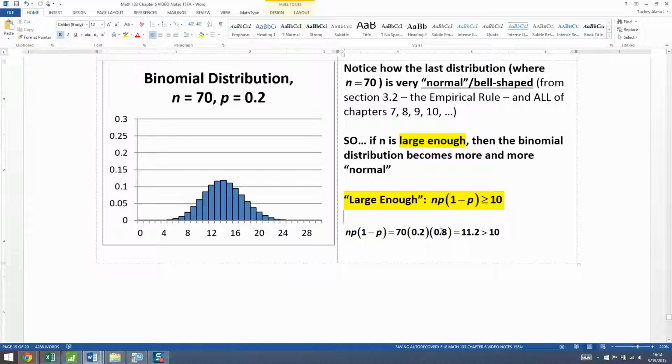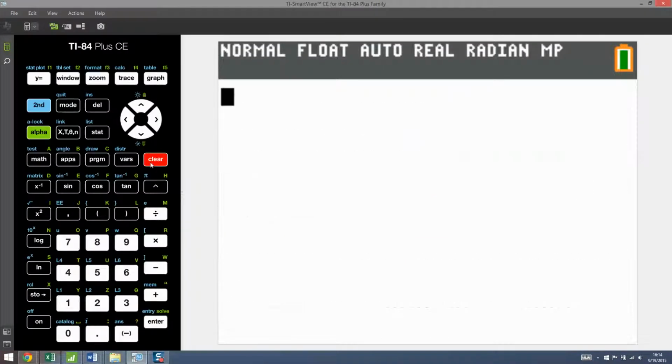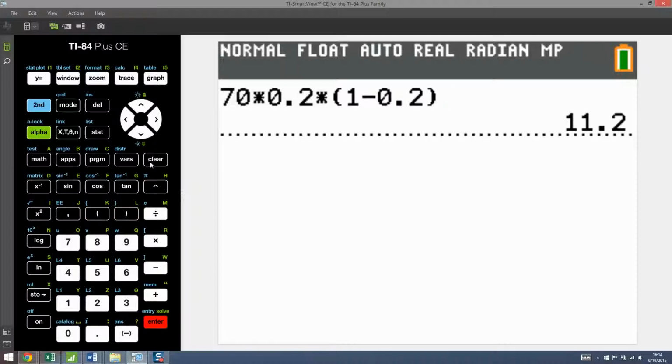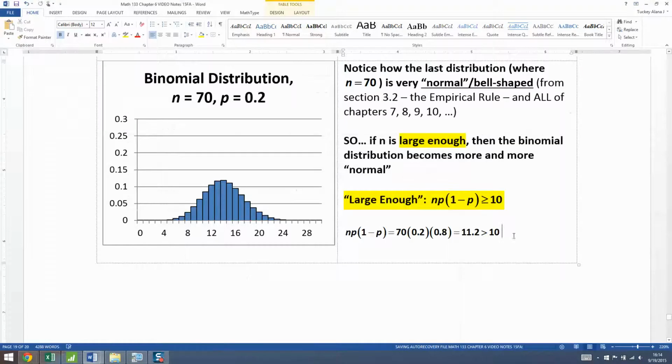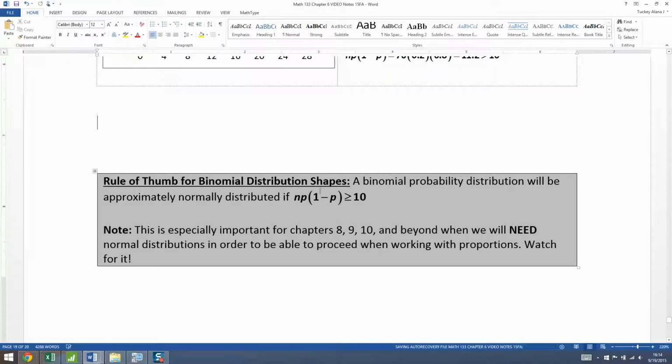If I take 70 times 0.2 times 0.8, let me just type it, 70 times 0.2, that's n times p times, and if you like, you can do parentheses, 1 minus 0.2. I just figured out it was 0.8 in my head, and sure enough, you get 11.2. And 11.2 is bigger than 10. And that's our rule of thumb here for a binomial distribution. So a binomial distribution is basically normal, approximately.